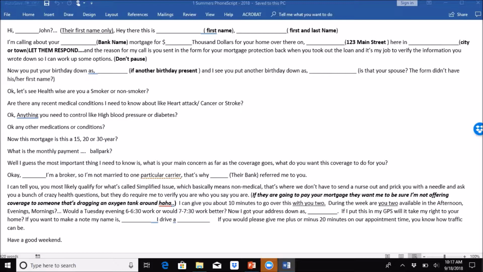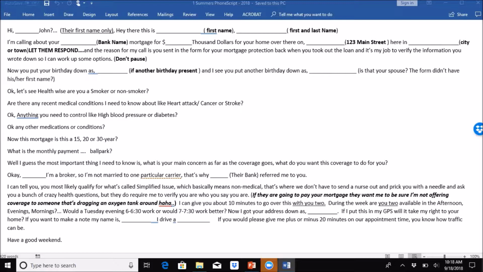Well, I guess the most important thing I need to know is what's your main concern as far as the coverage goes? What did you want the coverage to do for you? Okay, John. Well, I'm a broker, so I'm not married to any one particular carrier, and that's why Bank of America referred me to you. I can tell you, you most likely qualify for what's called simplified issue, which basically means it's non-medical. We don't have to send a nurse out there to prick you with a needle or ask you a bunch of crazy health questions, but they do require me to verify that you are who you say you are. I can give you about 10 minutes to go over this with you too.